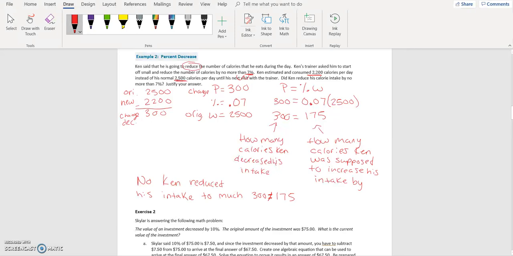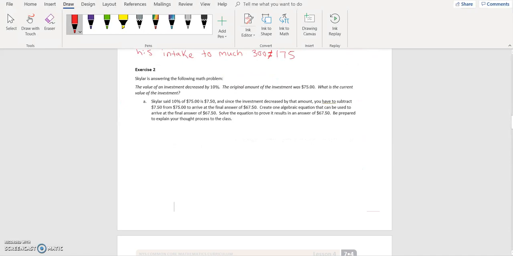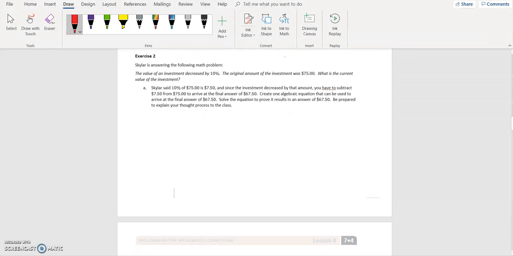Okay, exercise 2. I feel like exercise 2 is not really similar enough to our previous examples, so we're going to do this one together. Skylar is answering the following math problem. The value of an investment decreased by 10%. The original amount of the investment was $75. What is the current value of the investment?